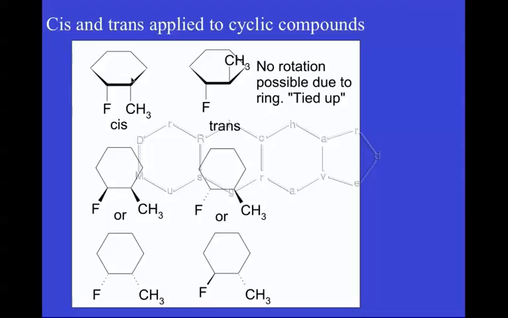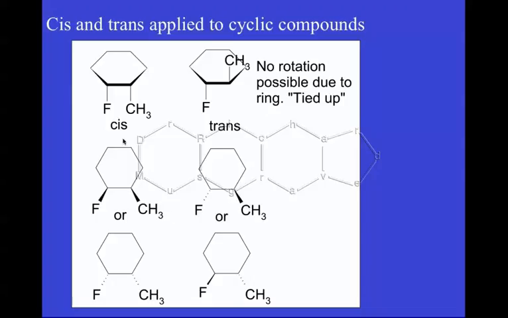Now, because there's no rotation about this bond, these are going to be considered to be different compounds, and if they're different compounds then they need to be named differently. We can also represent these in two dimensions by putting the ring in the plane of the screen and then showing the F and the CH3 sticking out using these wedges. So these wedges are showing that the F and the CH3 are sticking outwards from the screen. This dash here is trying to show that the F is inwards while the CH3 is sticking outwards.